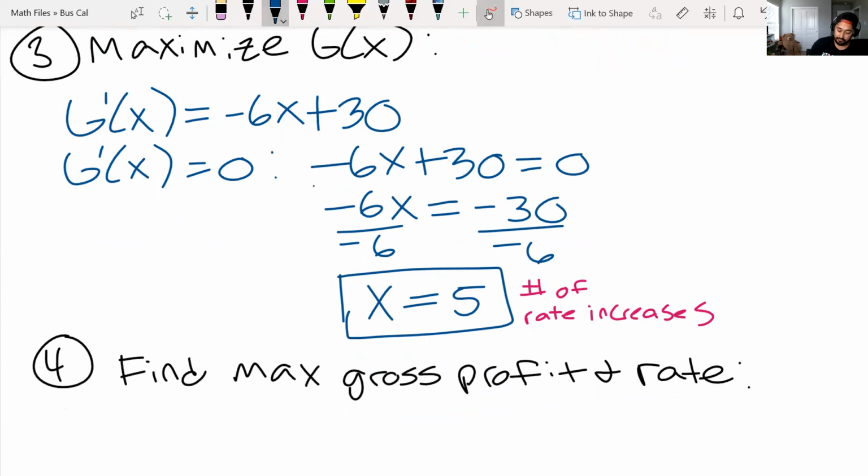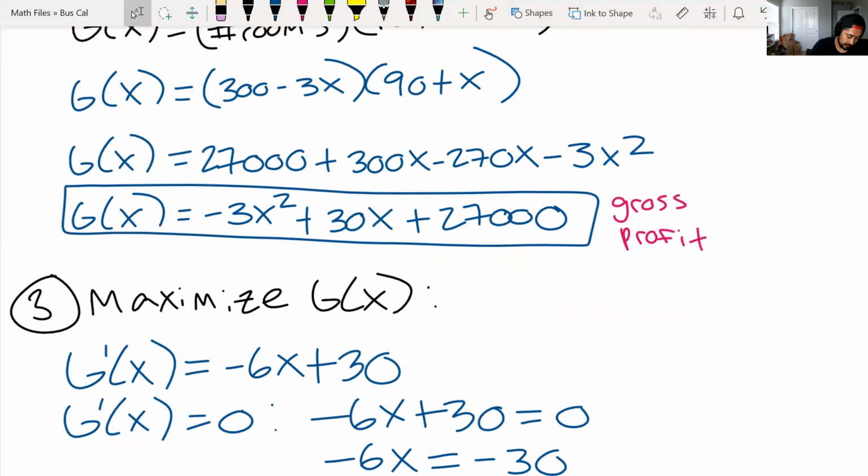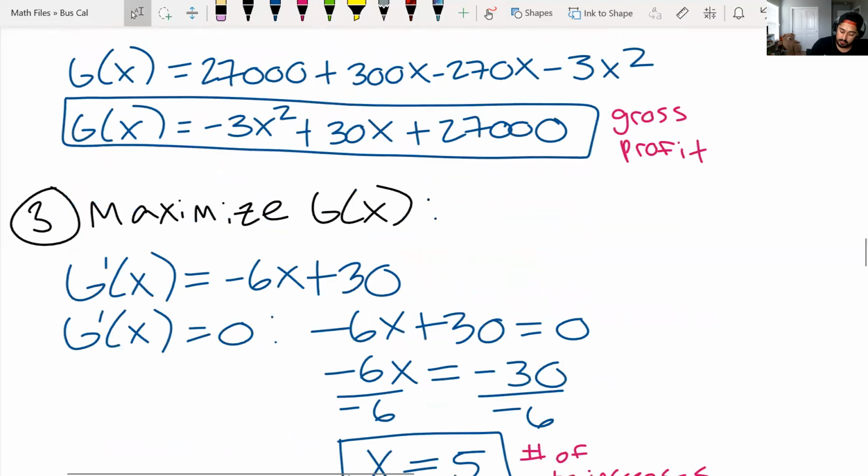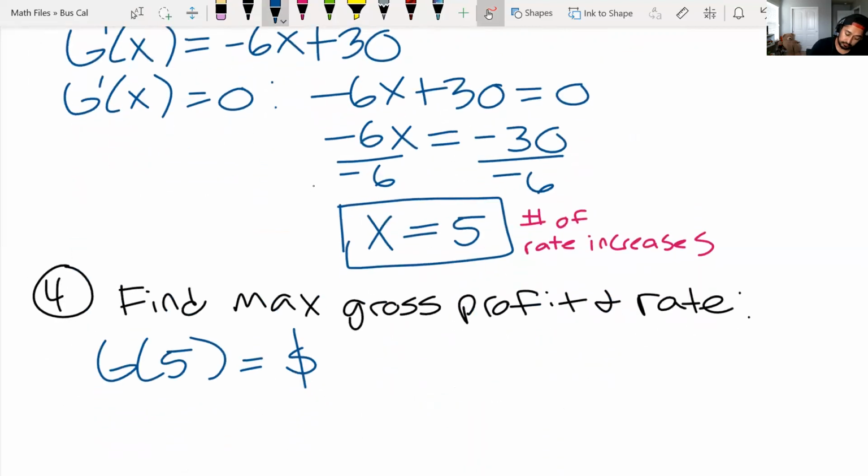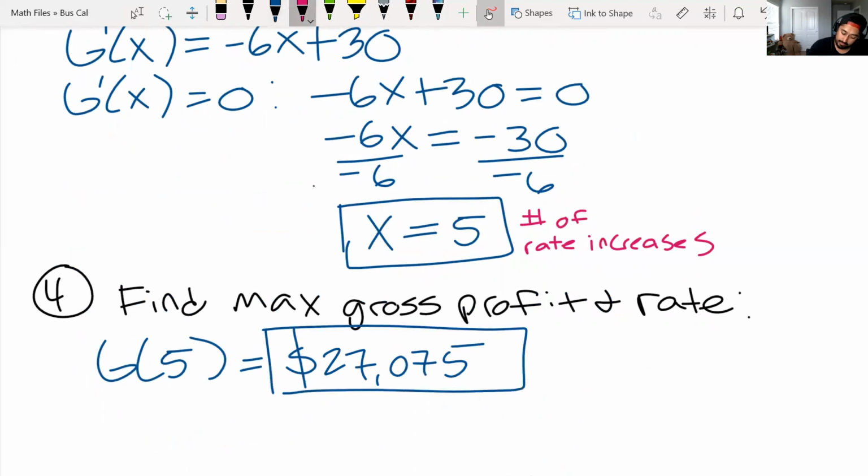So take 5 and plug it into gross profit. Negative 3 times 5 squared plus 30 times 5 plus 27,000. I get $27,075. That is max gross profit.